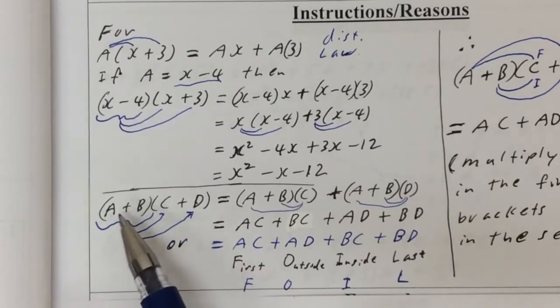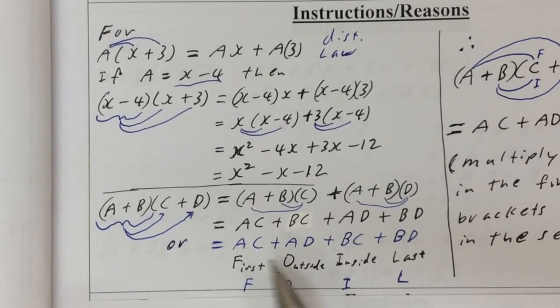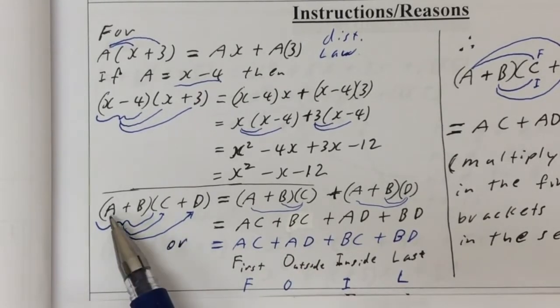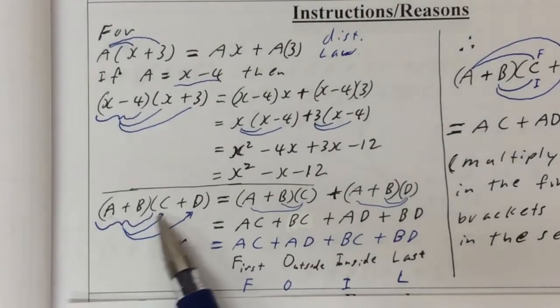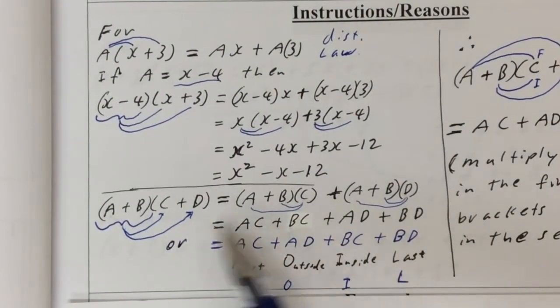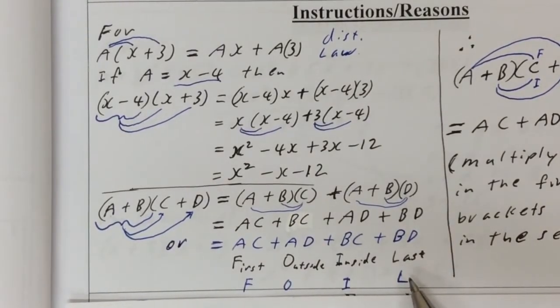Okay, so the first ones, you're going to multiply the first. A times C is the first. Outside, A times D, the outside two terms. Inside, B times C. Okay, B times C is the inside. And then the last is B times D. Okay, so that's how that works.